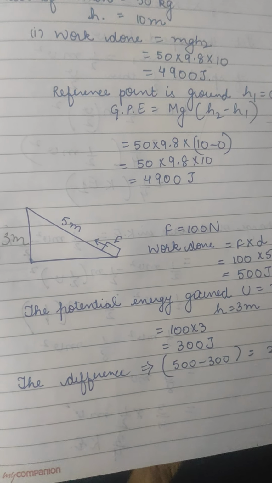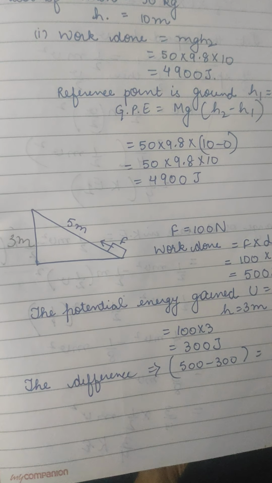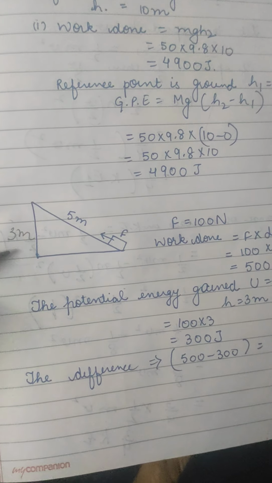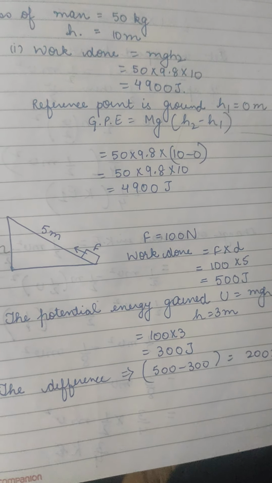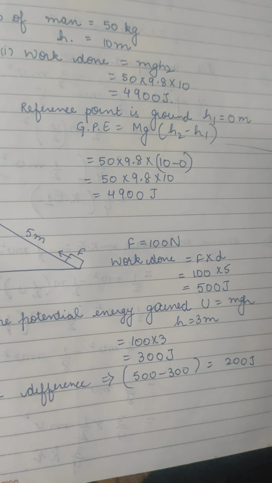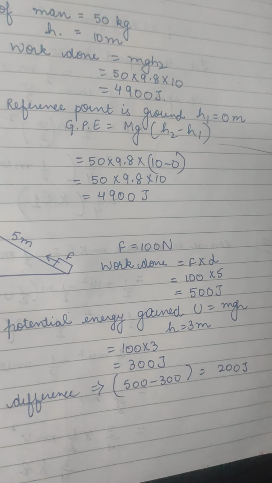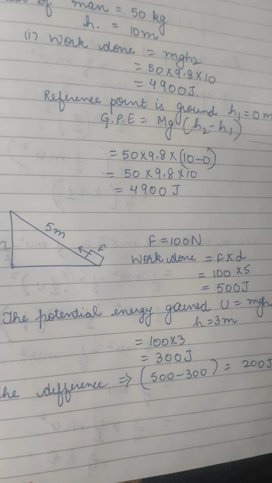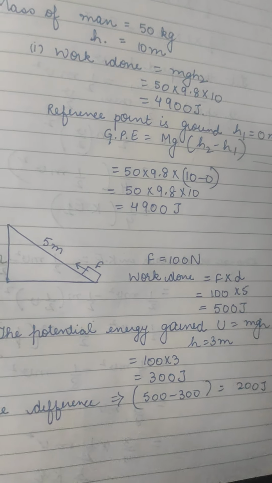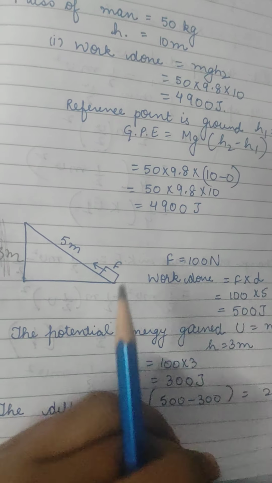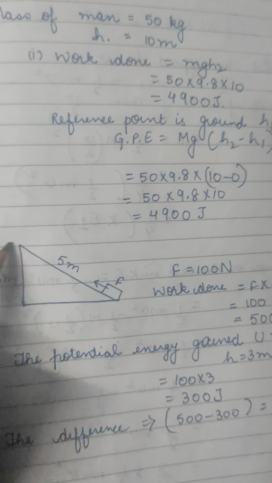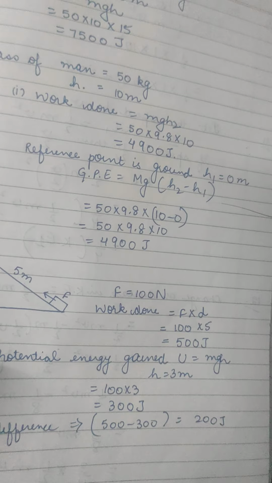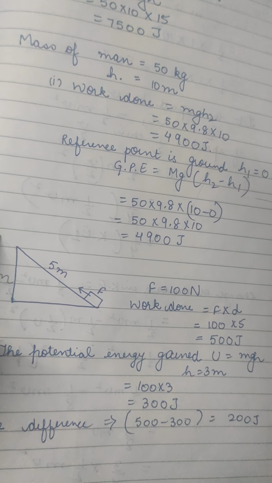What is the increase in potential energy? To find the increase in potential energy, you have to find the potential energy in this case also. That is mgh, coming out to be 300 joules. So the difference will be 500 minus 300, which is equal to 200 joules. It's very simple. First of all, you calculate the work done in this case.